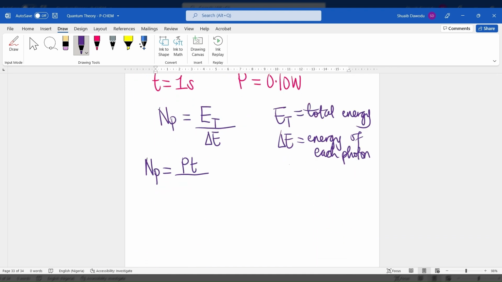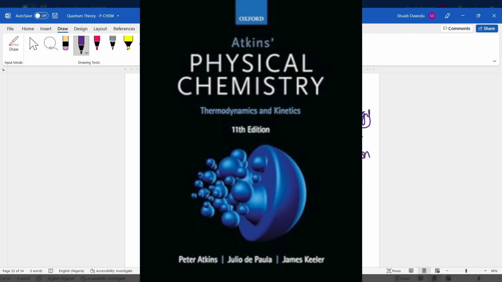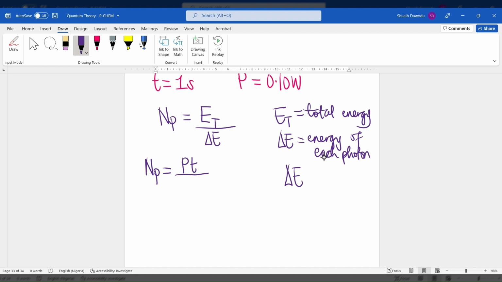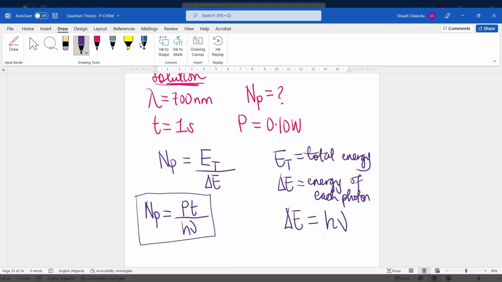Since we've been doing these questions in chapter 7 of the Atkins Physical Chemistry 11th edition textbook, which involves studying quantum theory, quantum mechanics, and quantum chemistry, you would notice that the energy of a photon has always been Planck's constant times the frequency. So this is just going to be divided by hν. That is basically the formula we're supposed to use. Then we go back to our question and see that we're lucky. We have successfully determined the power, so we can easily substitute that. We have the time, and Planck's constant is a constant.